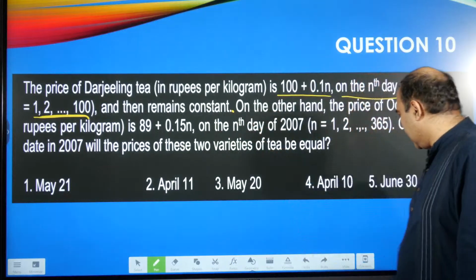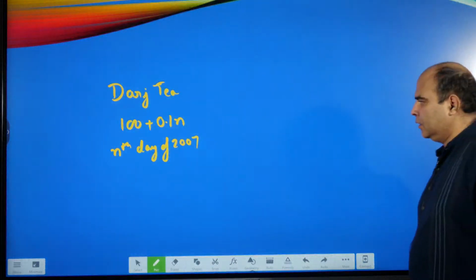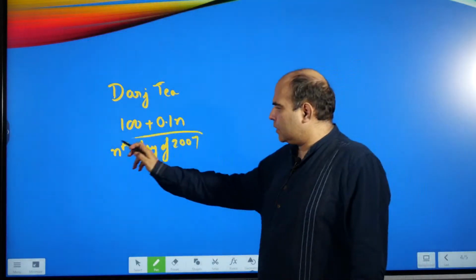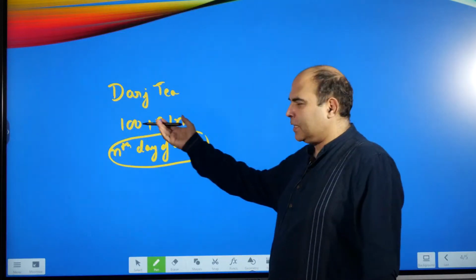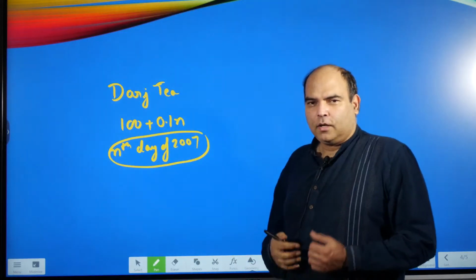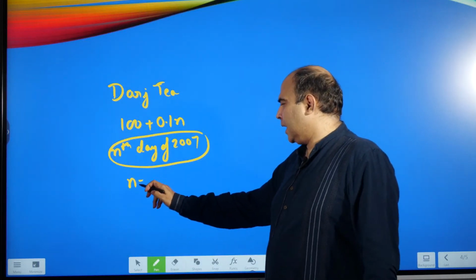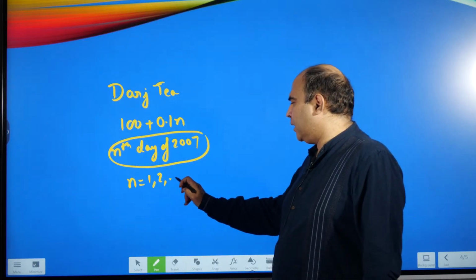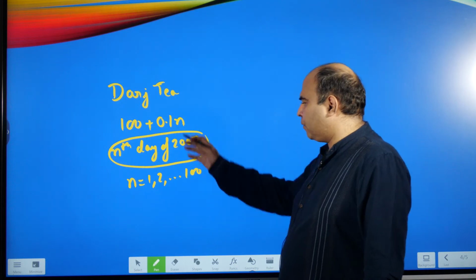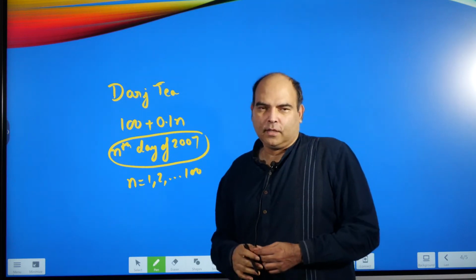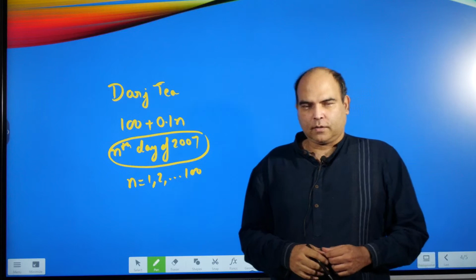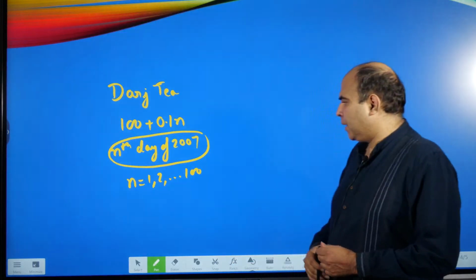So you have to first understand and take in what this is telling us. On the nth day of the year 2007, the price of Darjeeling tea is actually a linear function, 100 plus 0.1 N, but N is only taken from 1 to 100. That means this linear growth happens only for 100 days, and after that it remains constant. This is the price of Darjeeling tea.